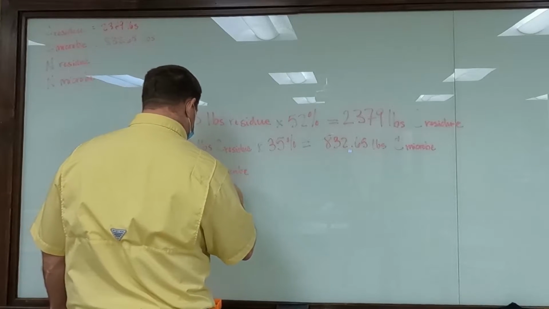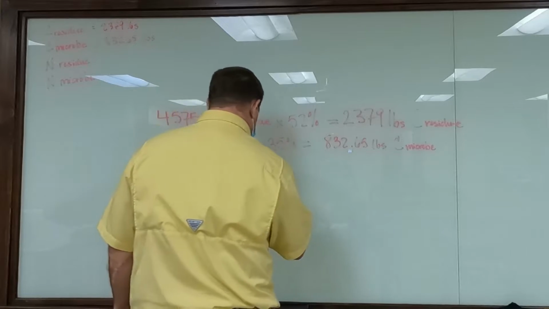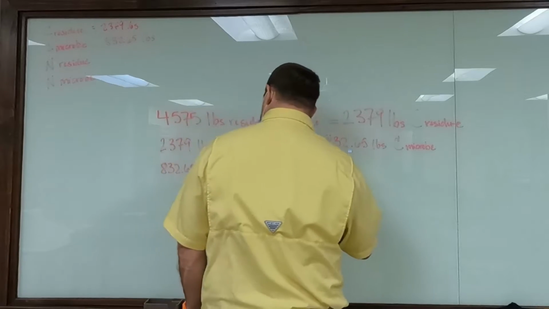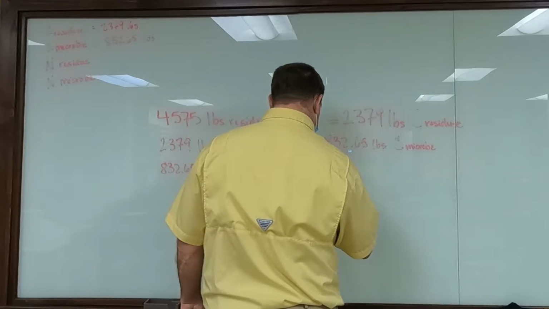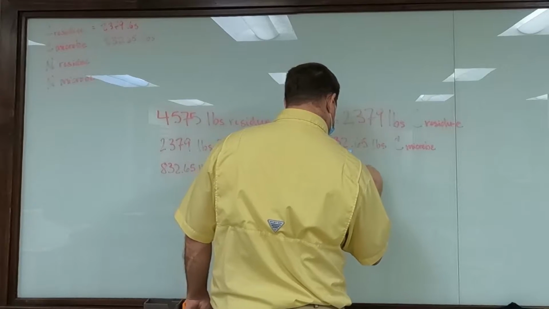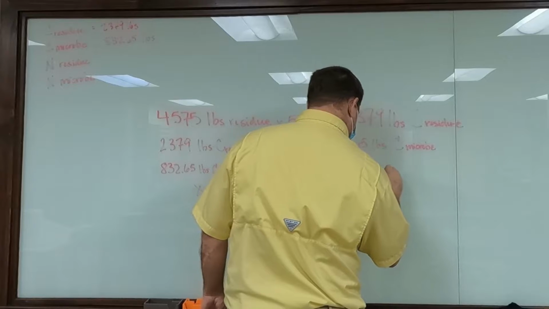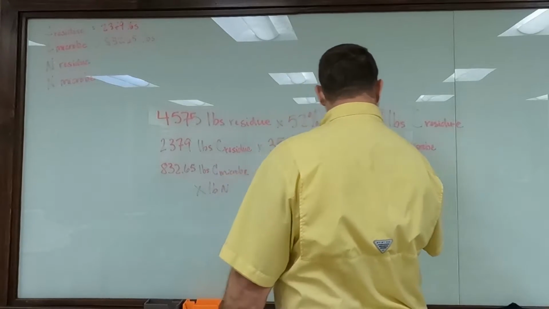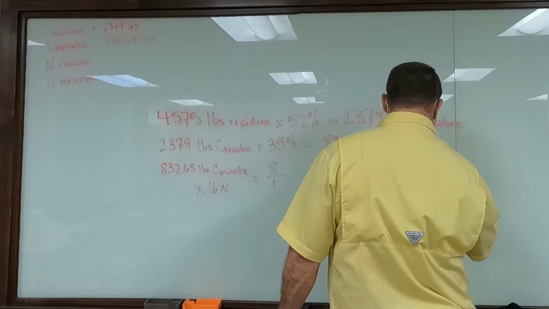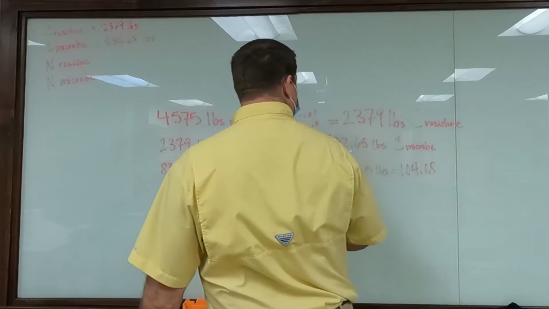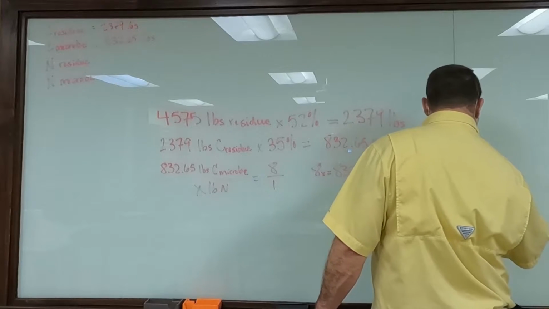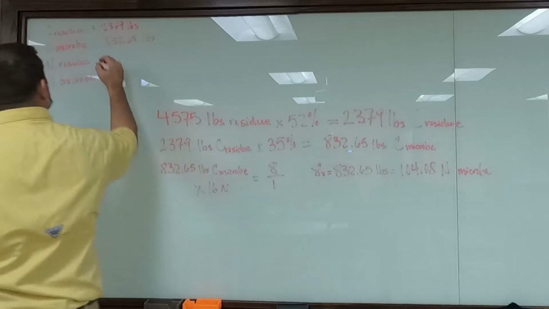So 104.08 pounds of N microbe per acre. Is that the right way to write that? I think it is, because we did it on an acre. 104.